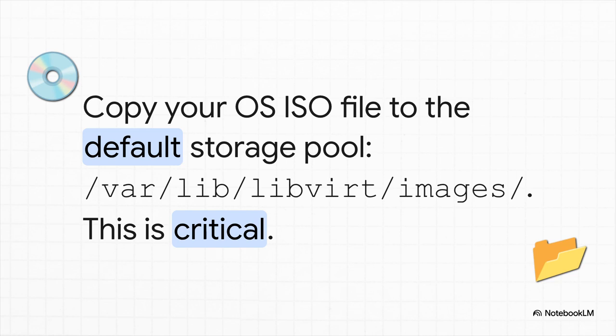You're going to need an operating system installer, which is usually a file ending in .iso. Now, to make your life way easier, the best place to put that file is in this specific directory, /var/lib/libvirt/images. That's just the default spot KVM looks for stuff, so it saves us a headache later.